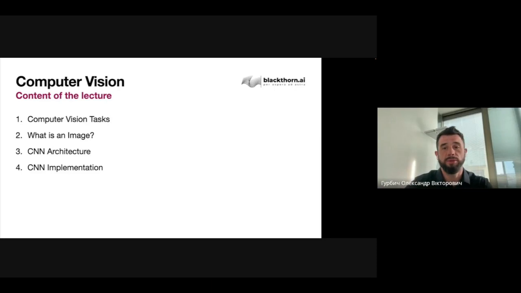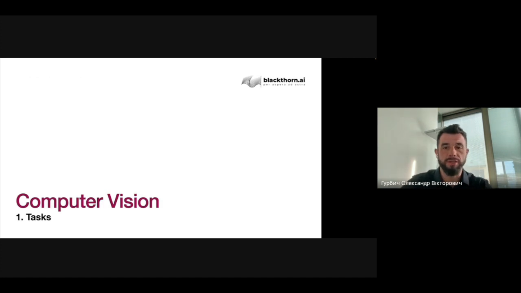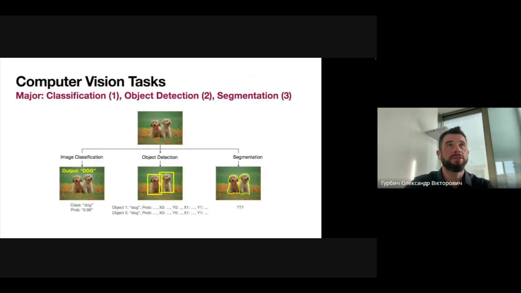tasks. We will discuss what is an image. Then we will talk about CNN architecture and its implementation in the source code. Let's start from computer vision tasks. And the first tasks, the most typical and popular ones, and the ones that you will most likely meet in your professional career, are the following: classification, object detection, and segmentation. They are quite simple, classical, and let's talk about them.